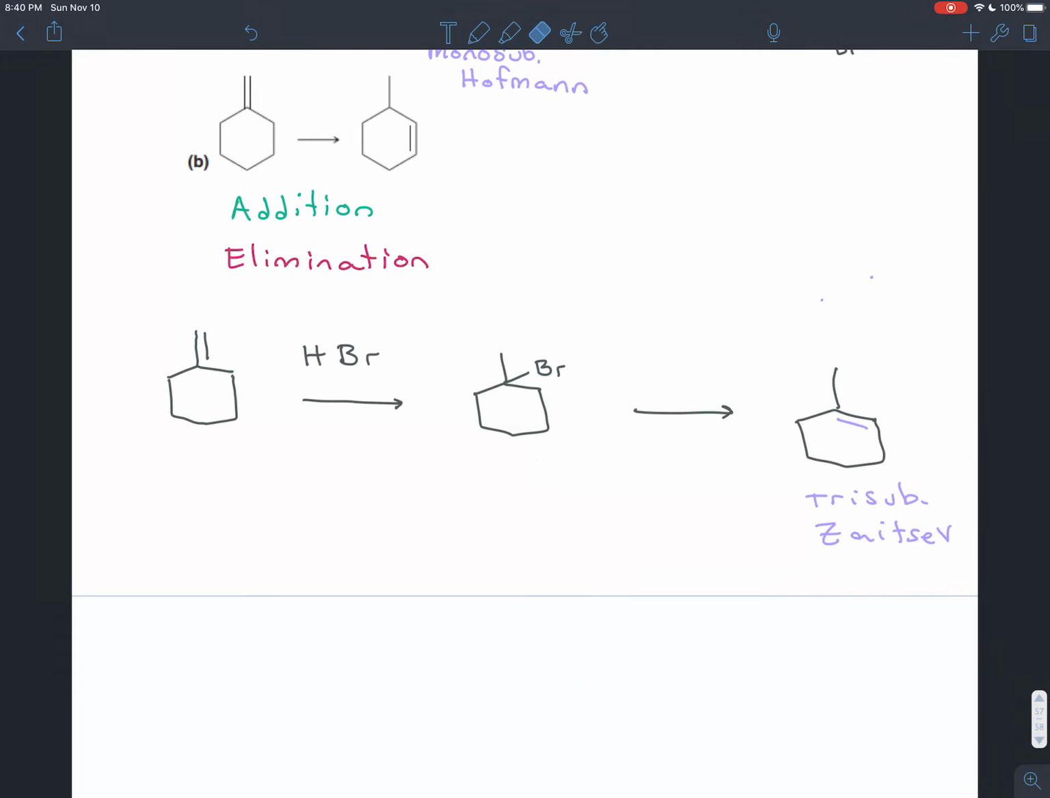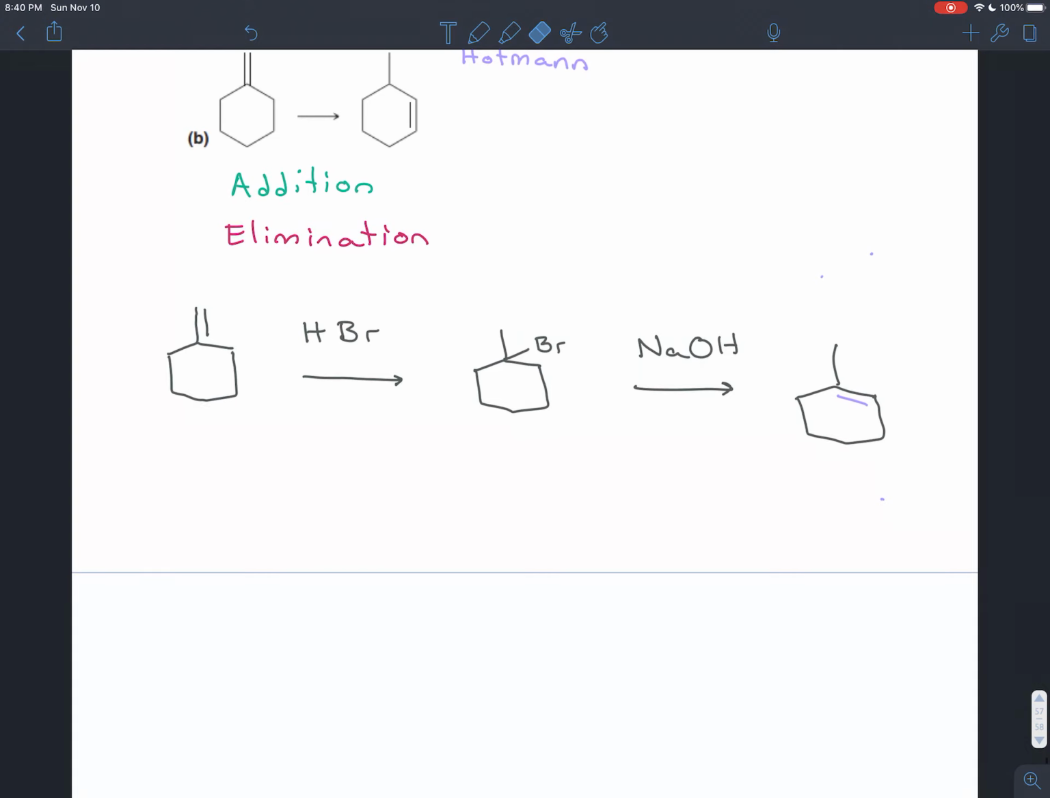To prefer the Zaitsev product, to get the Zaitsev product as your major product, you would want to use a skinny base. Because the Zaitsev product is more substituted, which means it's more crowded. So what can manage a crowded area? A skinny base. And examples of skinny bases would be sodium hydroxide, sodium methoxide, or sodium ethoxide. I'm going to use sodium hydroxide here, just to mix it up. Okay, so now we have this Zaitsev product.